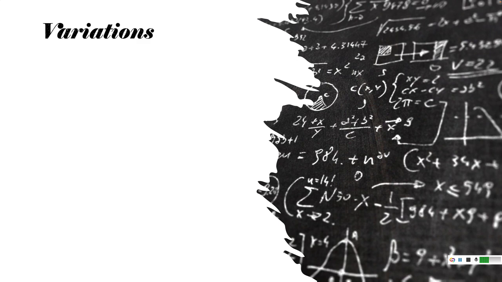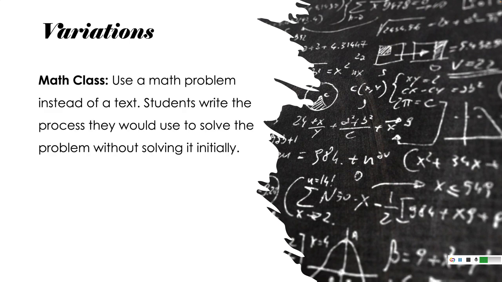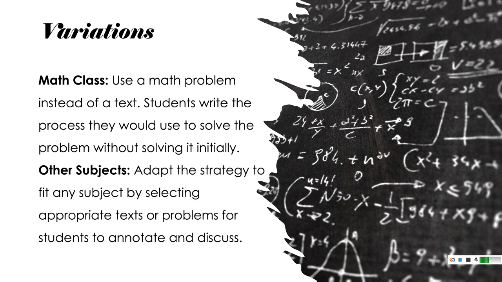Of course, this strategy we can use in multiple classes. So, variations. Math class, for example: use a math problem instead of a text. Students write the process they will use to solve the problem without solving it initially. Other subjects: adapt the strategy to fit any subject by selecting appropriate texts or problems for students to annotate and discuss.